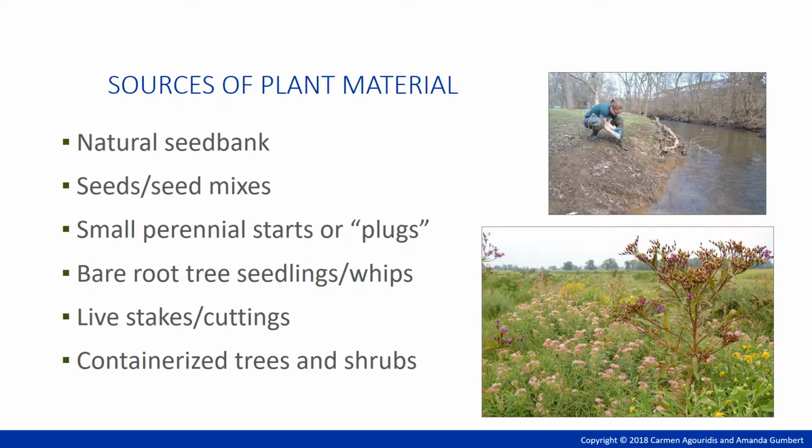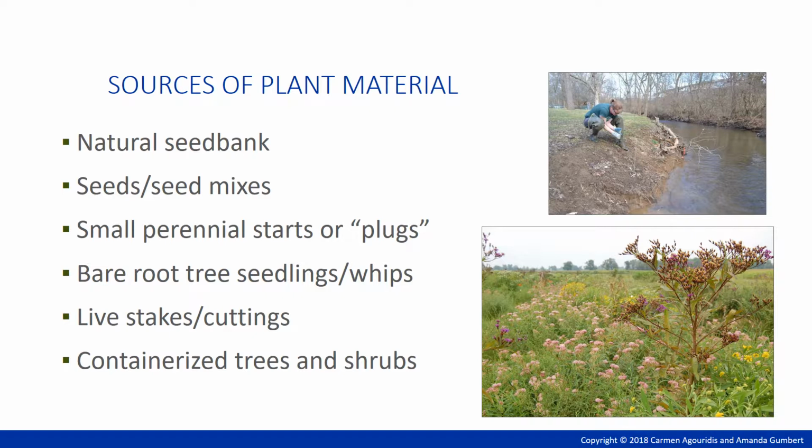Containerized trees and shrubs allow for the planting of more mature materials with the advantage of having the entire root system transplanted. However, special care should be given to ensure proper planting of larger materials. Keep in mind that containerized trees and shrubs are usually more expensive than smaller plants.